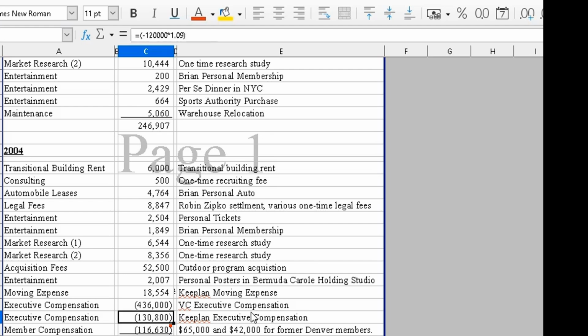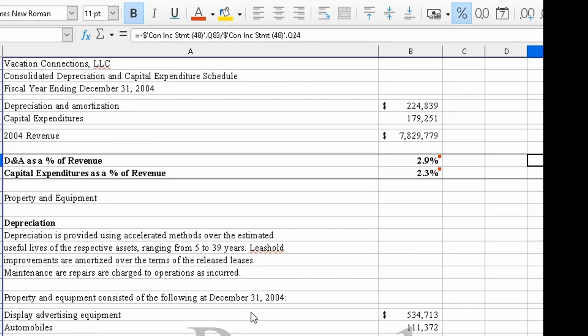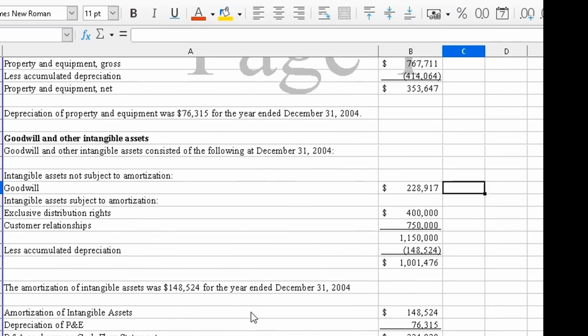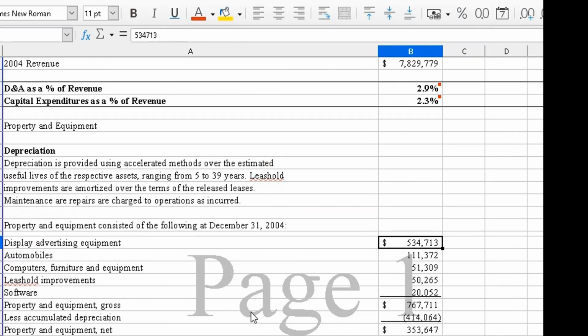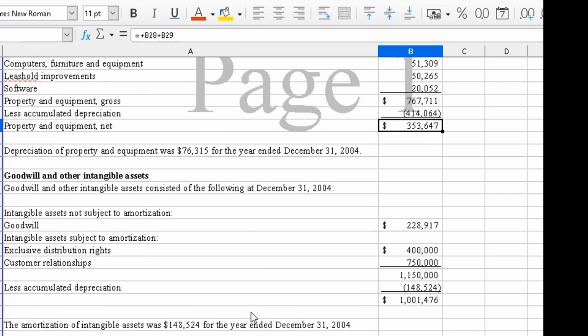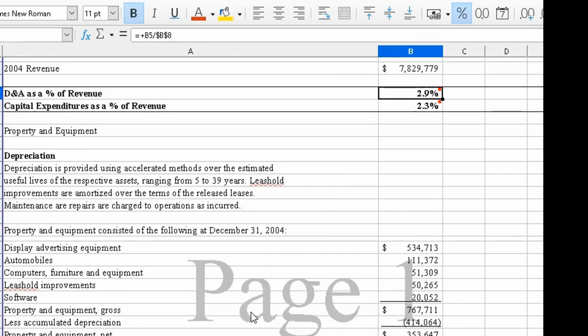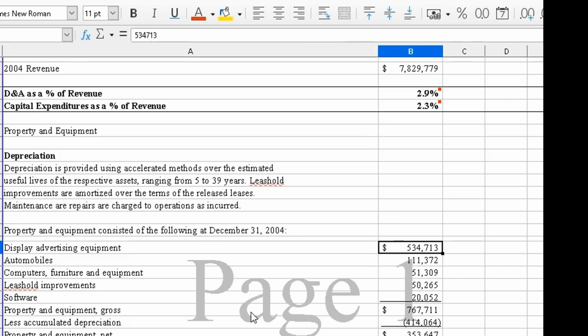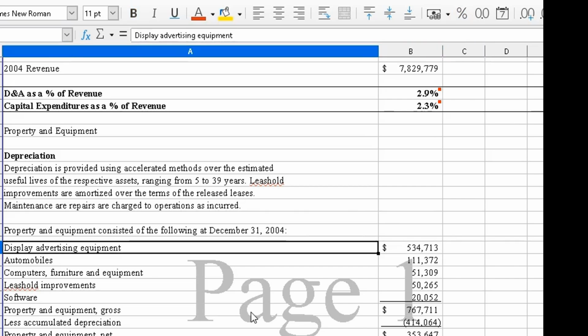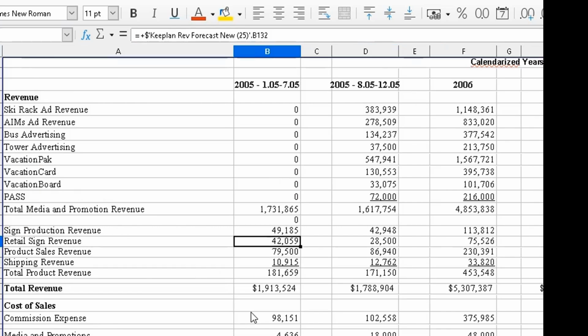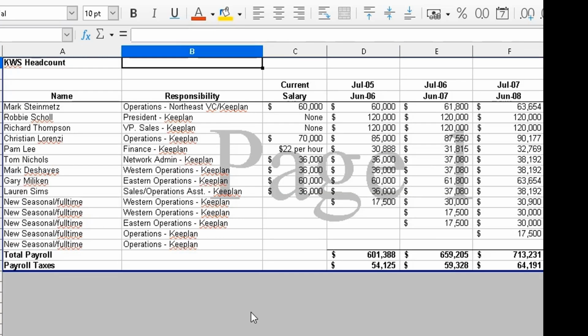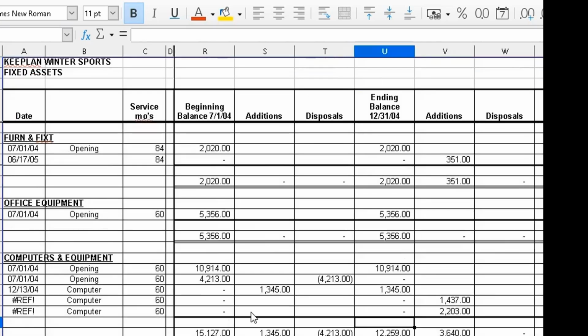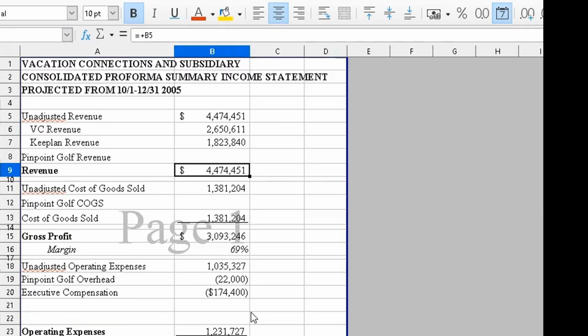And then here we have the depreciation and CapEx schedule, which there's not going to be that much CapEx or depreciation because they don't have that much assets. Their products are actually given to them. Yeah, you can see that their biggest PP&E is for the display advertising equipment. I think that's more so for the Keyplan for the mountain, and then automobiles. And then I think that's it. So let's just end it here.